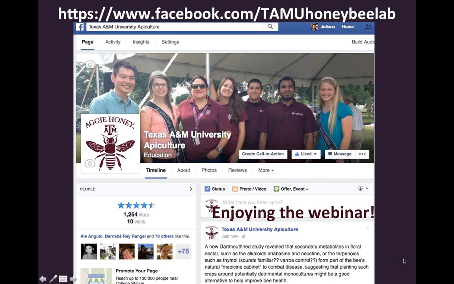It just came out of Dartmouth University, showing that secondary metabolites in floral nectar like nicotine or the terpenoids such as thymol, which, not surprisingly, is the product being used as one of the alternative controls for varroa mites, form part of the bee's natural medicine cabinet to combat disease. And so it's a good idea to plant plants that have these secondary metabolites in them so that bees can collect them to control disease inside their colonies.